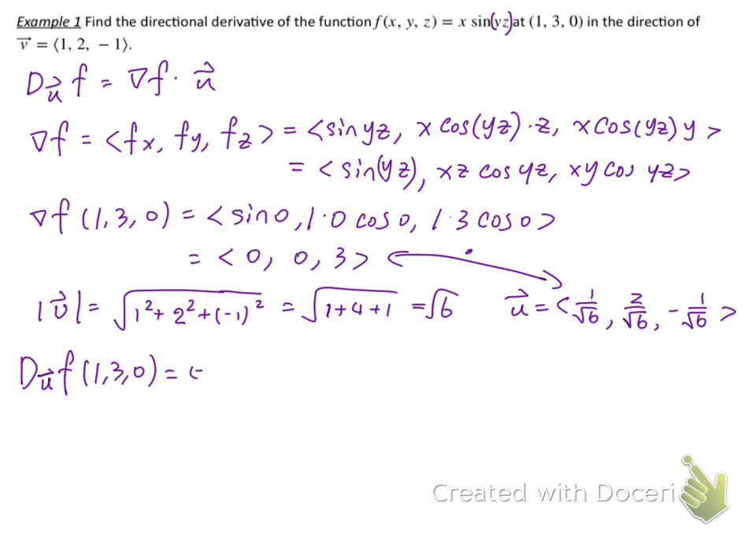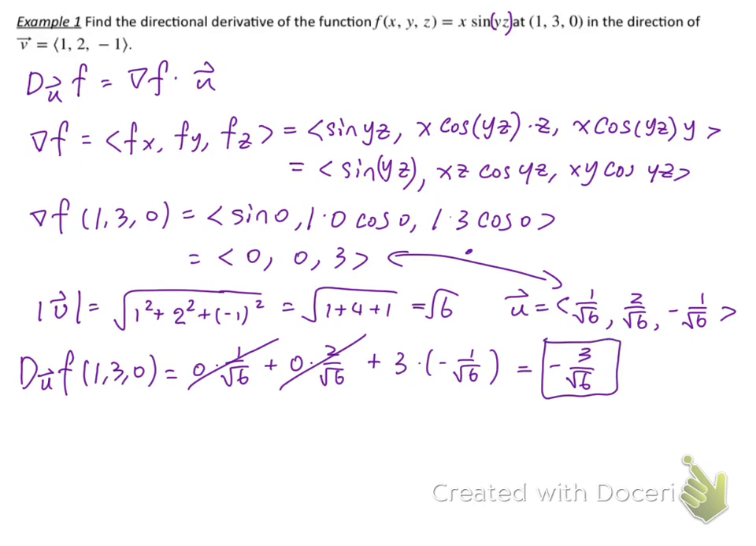So we have 0 times 1 over radical 6, plus 0 times the 2 over radical 6, plus 3 times negative 1 over radical 6. So pretty much that's 0, only this survives. I have negative 3 over radical 6. And that is the directional derivative of our function x times sine yz at the point (1, 3, 0) in the direction (1, 2, -1).